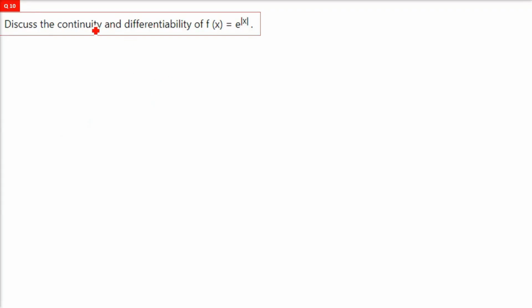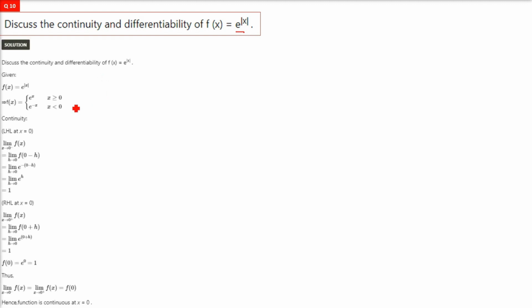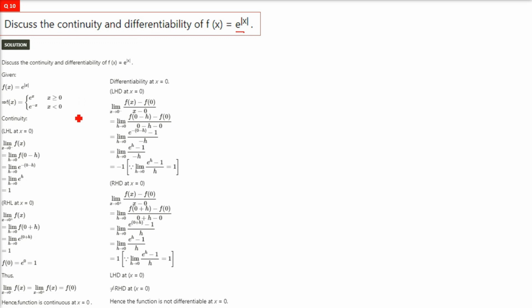Discuss the continuity and differentiability of f(x) equal to e raised to the power modulus of x. For reference, I have given you the solution. Those who want to do it themselves can do so, and for the logic and reasoning for others, let us understand one by one.